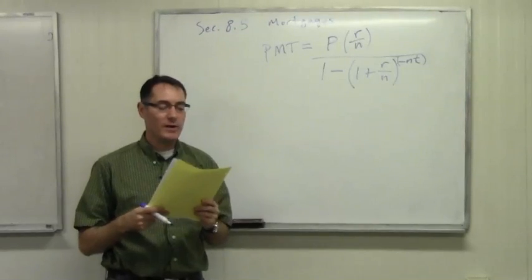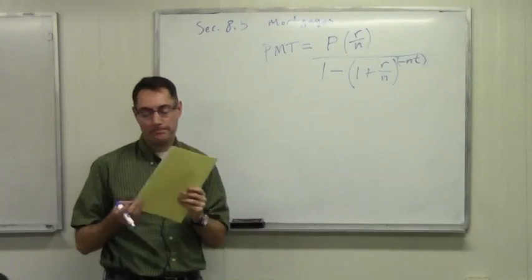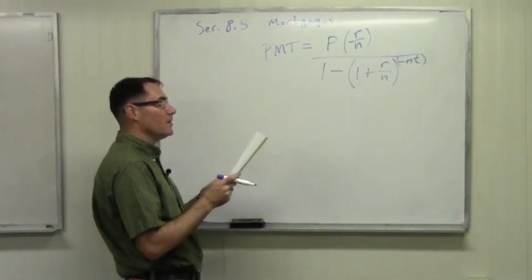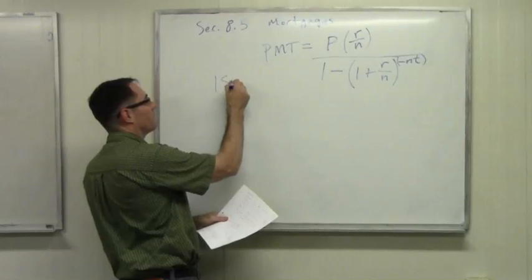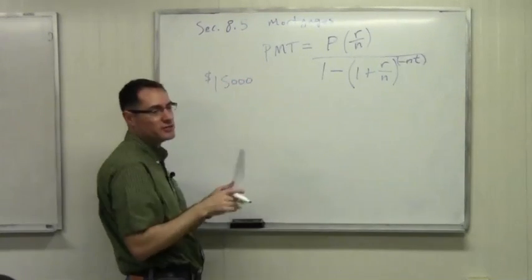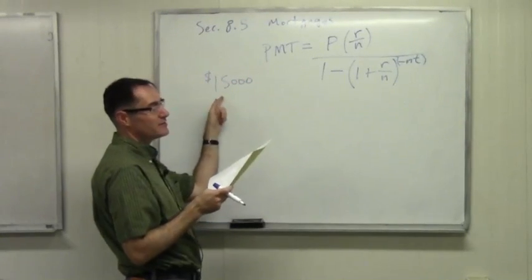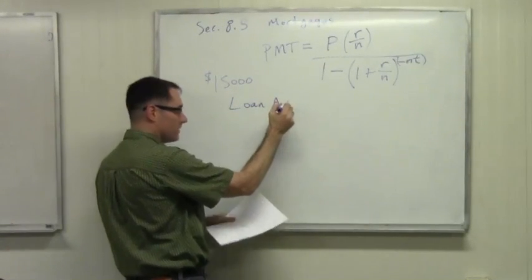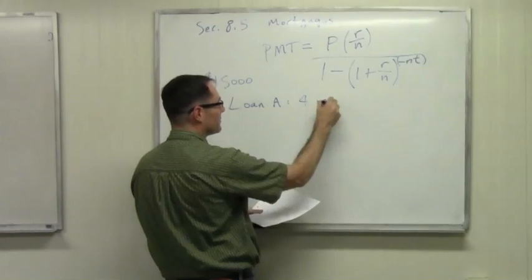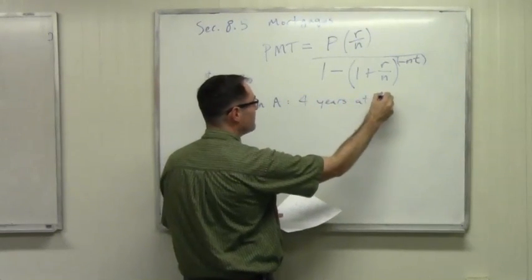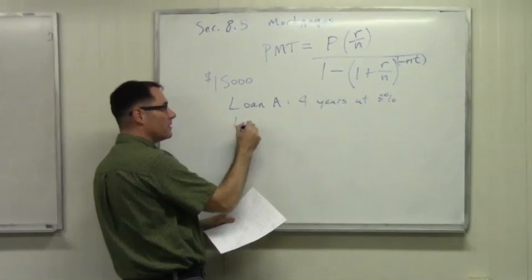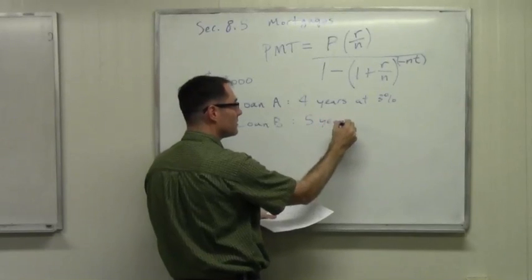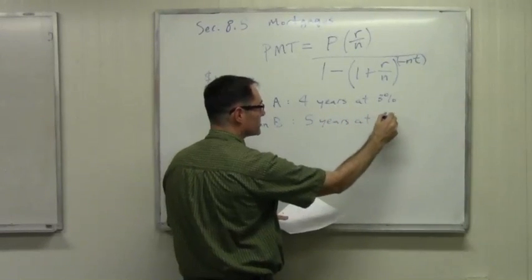You ready for this one? You want to borrow $15,000 for a new car. This is like a mortgage, just a new car. It's a car payment. $15,000 for a new car. That'd be a pretty cheap new car, I guess, these days. You can either take loan A, which is 4 years at 3% interest, or you can take loan B, which is 5 years at 4% interest.